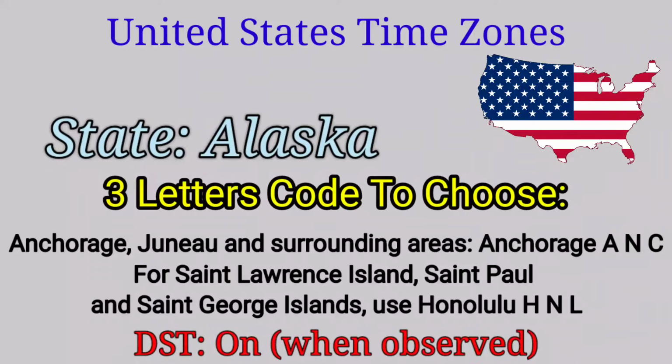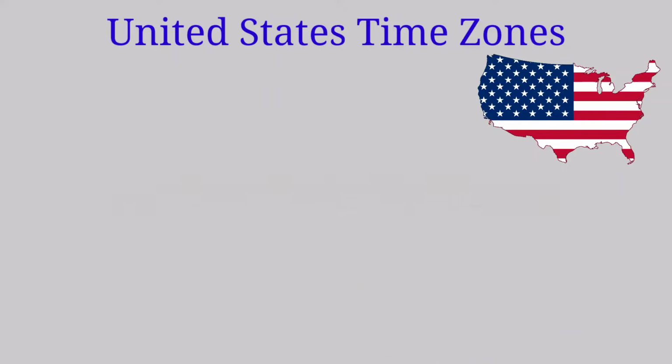For Alaska, the state also uses 2 different time zones. For Anchorage, Juneau and surrounding areas, use code Anchorage ANC. For St. Lawrence Island, St. Paul and St. George Islands, use Honolulu HNL.